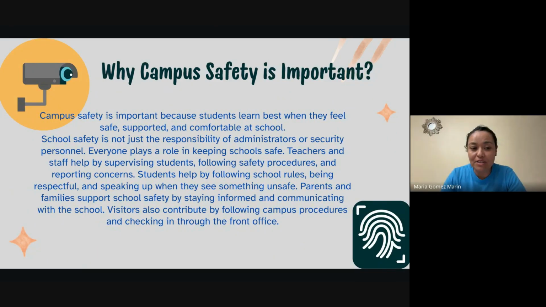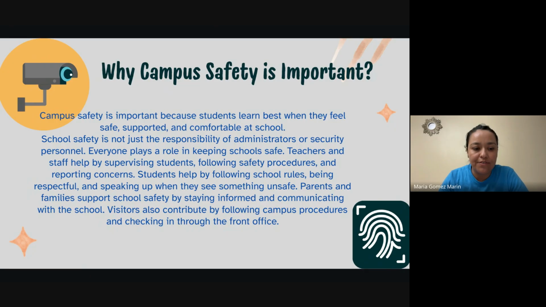Hello, I'm going to talk a little bit about why campus safety is important. Campus safety is important because students learn best when they feel safe, supported, and comfortable at school. School safety is not just the responsibility of administrators or security personnel. Everyone plays a role in keeping schools safe.